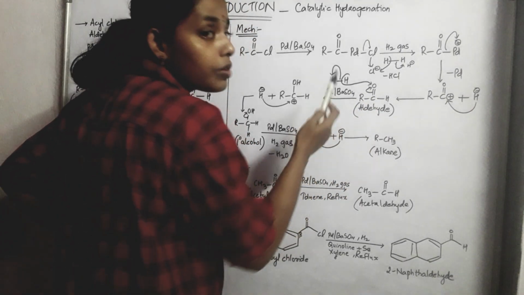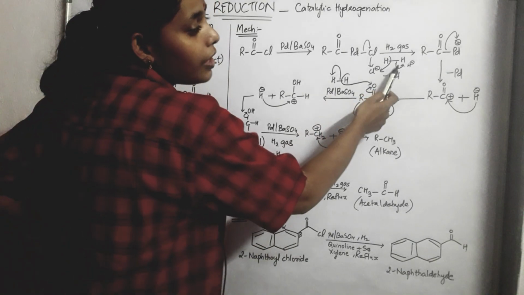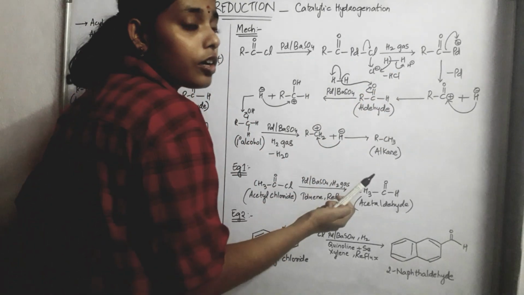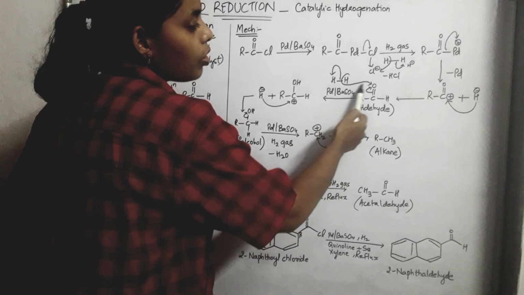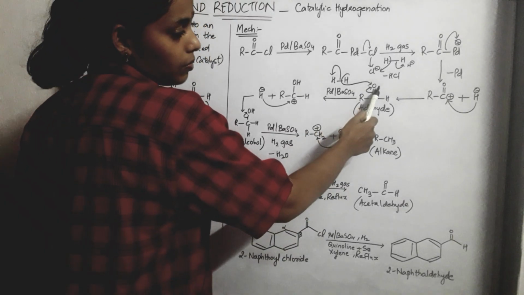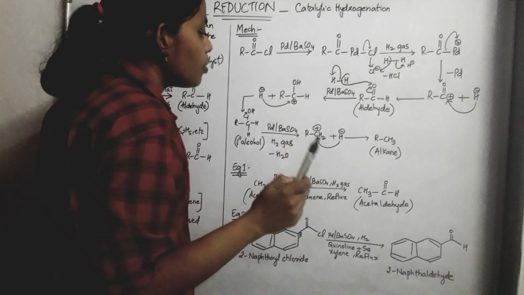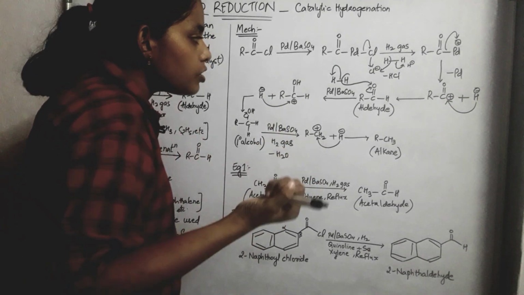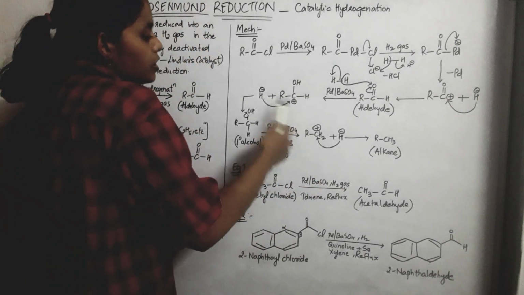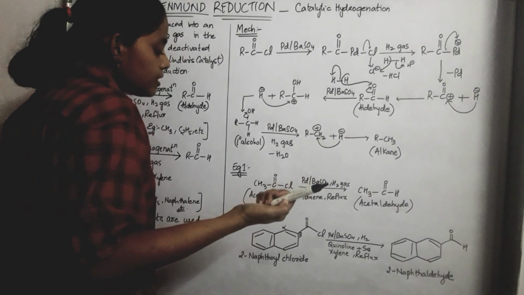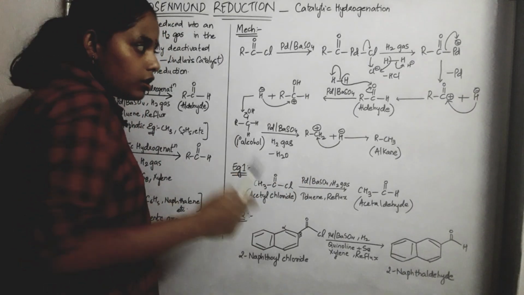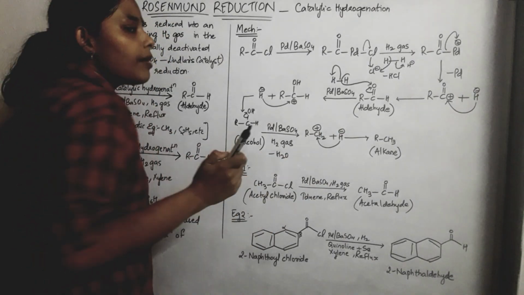Now in H2 gas, as I already told you, we get a hydride ion and a proton. This proton will form a bond with the negatively charged oxygen and will give us a hydroxy group over here. Here carbon will get a positive charge now. To this positive charge, again the hydride ion will attack, giving us a primary alcohol. So aldehyde will give us primary alcohol.